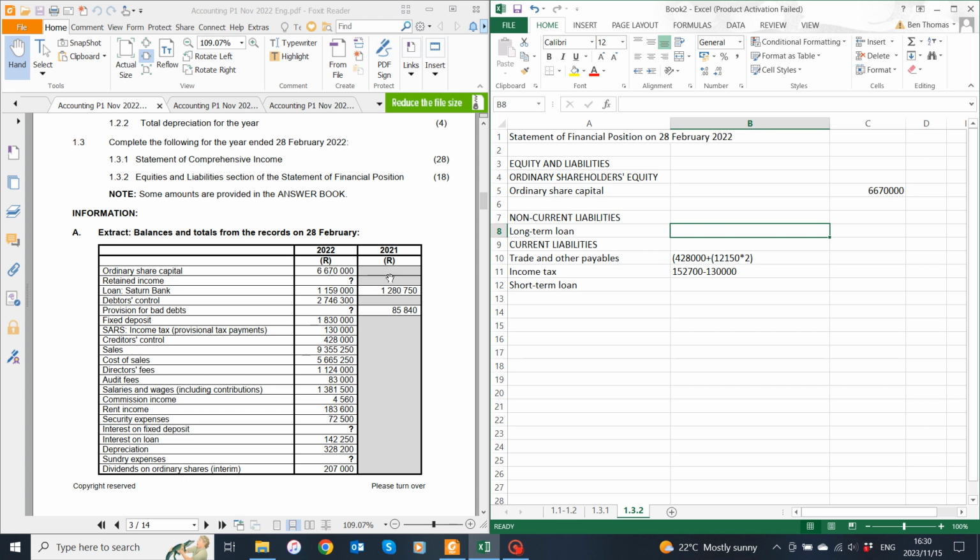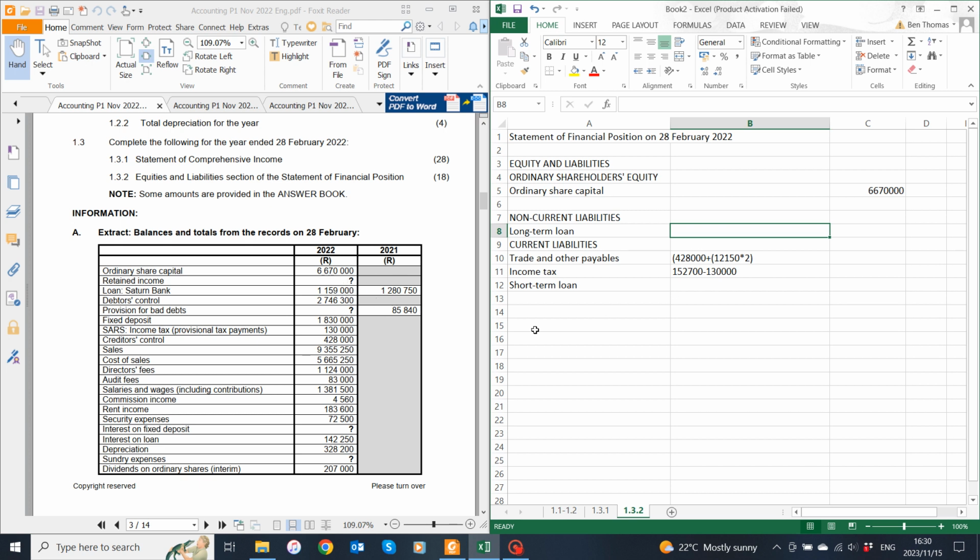So firstly, guys, please remember this 1,280,750 and the 1,159,000. These are the amounts of the capital portion of the loan. It means it's the total part of the loan. It does not include interest. The interest gets worked out on this every year. So this is only what you actually owe. It excludes any interest.